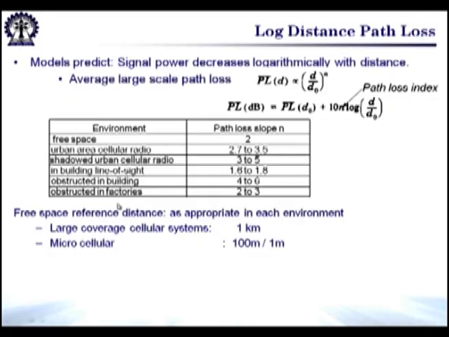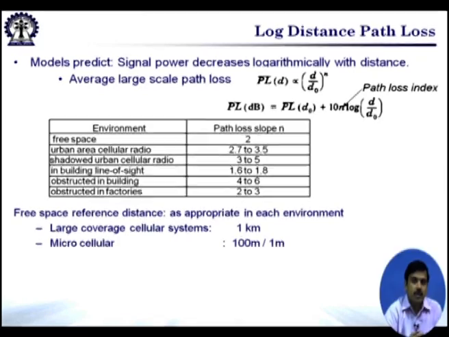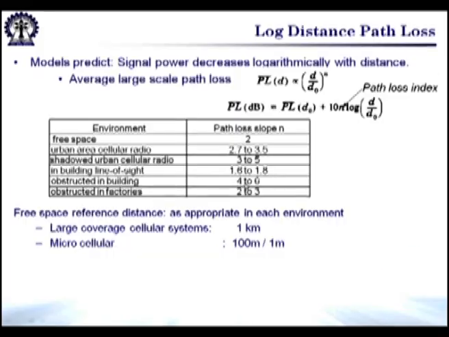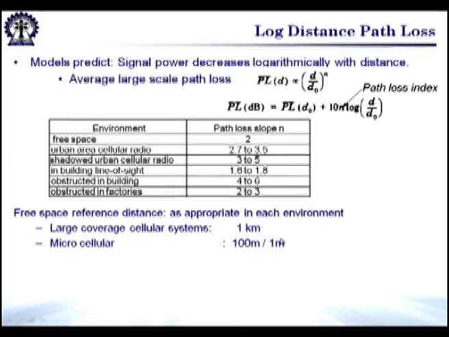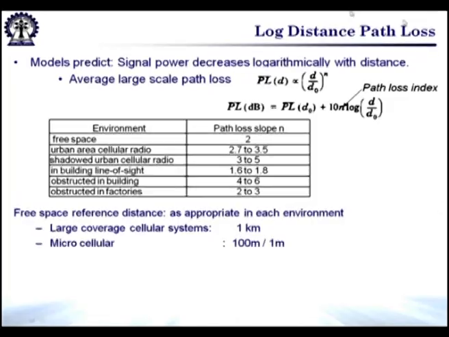Obstructed building means inside a building, but with obstruction, for example separation walls, partitions, racks, almirahs and many other things, as typically happens inside a building. Your path loss exponent could go between 4 and 6, and in factories it could range between 2 and 3. And the free space reference distance, as was mentioned earlier, in a large coverage area could be 1 kilometer, and in a small coverage area it could be 100 meters to 1 meter. This would also depend upon the wavelength of operation as well as the size of the antenna.